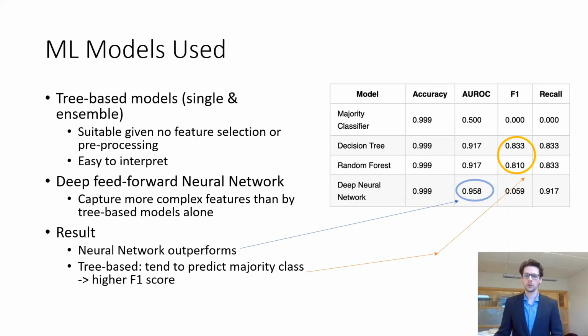The neural network has the best performance out of these. And you see that the tree-based models have a higher F1 score. This is because they tend to predict the majority class.